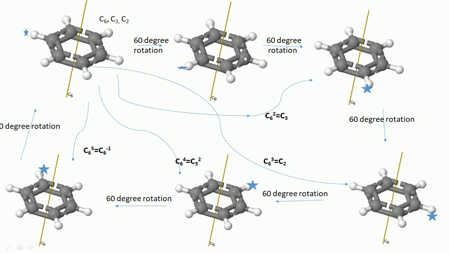And if you rotate it again, one more 60 degrees, this starred hydrogen will reach this position, that is this image. So you have another 60-degree rotation possible. If you rotate it a third time, you get this, fourth time this, fifth time this one, and the sixth time you get the initial, original one.